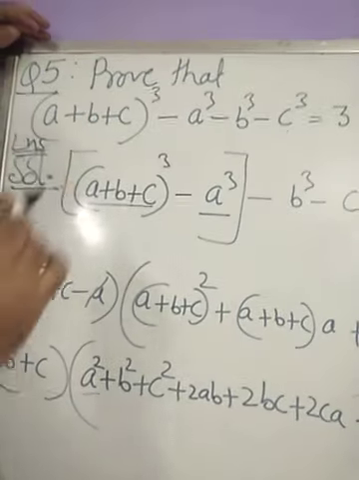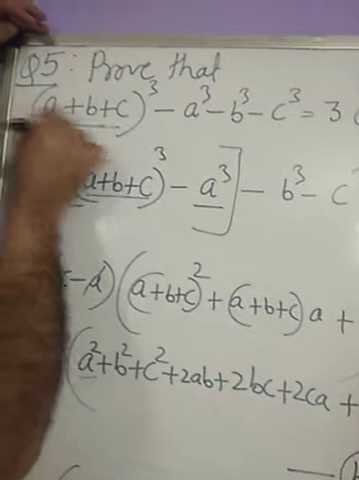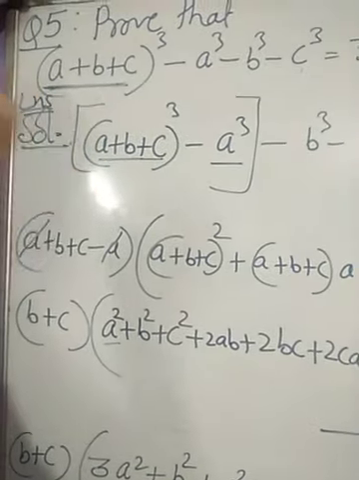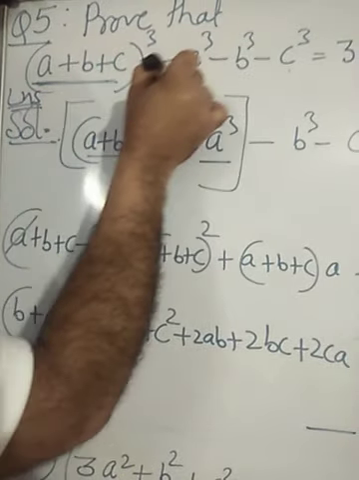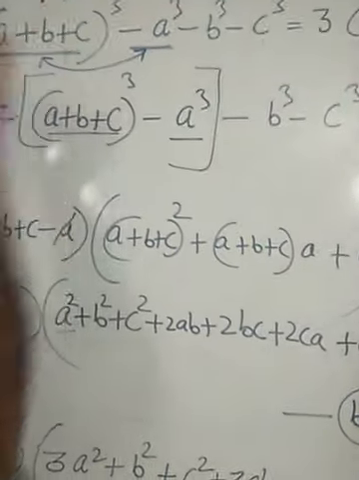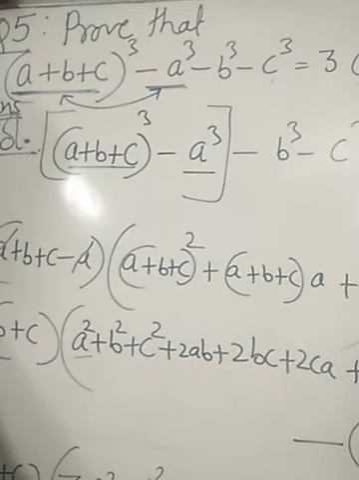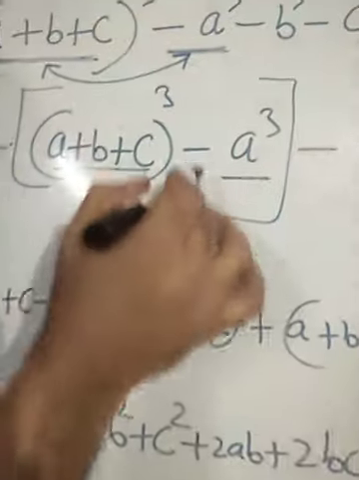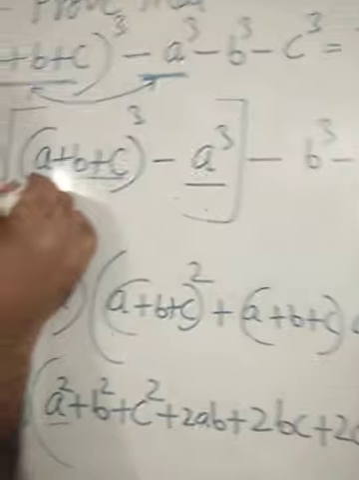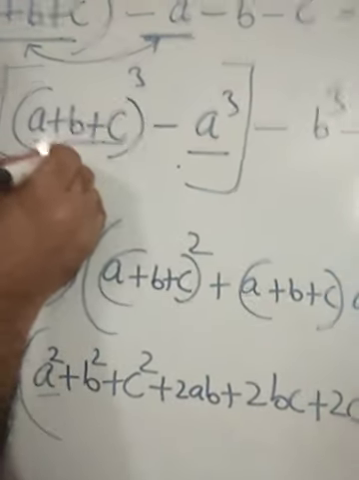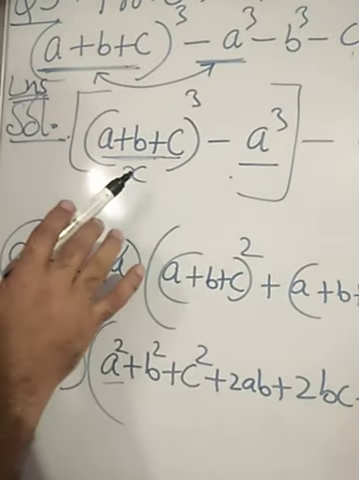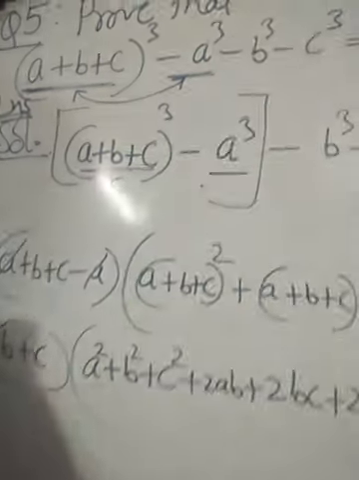What I am doing here, I am considering a plus b plus c as a single term, say it is x. And I am clubbing the first 2 terms: a plus b plus c whole cube minus a cube, and the last two terms are here. So now if you consider this as a single term, just for an instance say x, I can say it is x cube minus a cube.